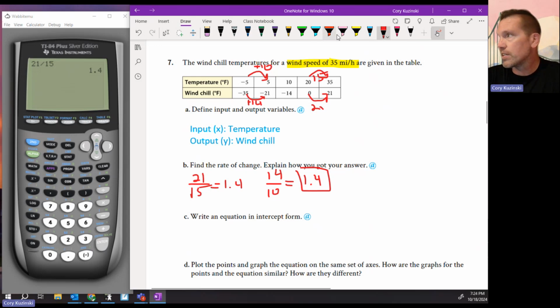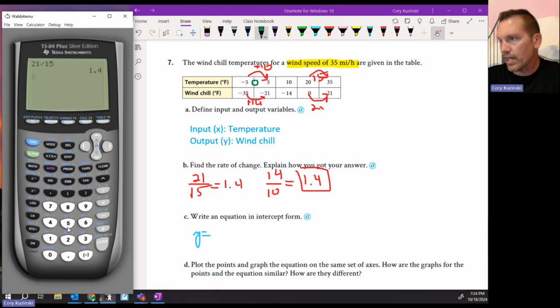Write an equation in intercept form. Got it. Y equals, you know what? I don't see my 0 value though. It's right in there, right? So how about I use a recursive rule? I go negative 5, enter, plus 1.4. That gives me negative 4, negative 3, negative 2, negative 1, 0. Just 2.